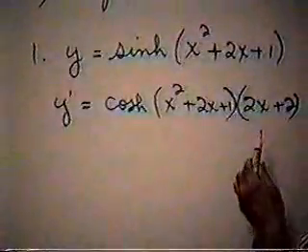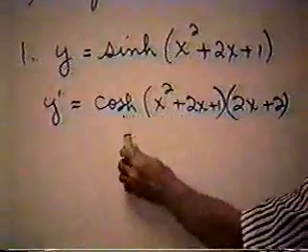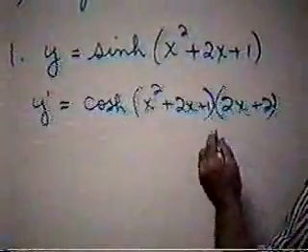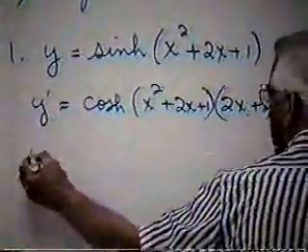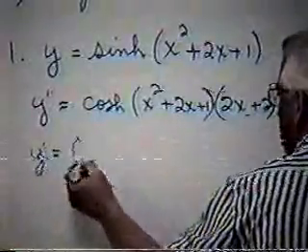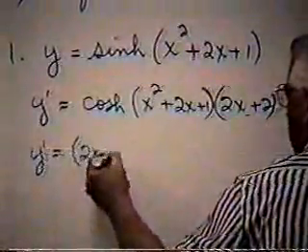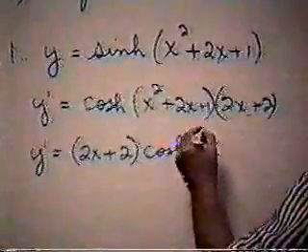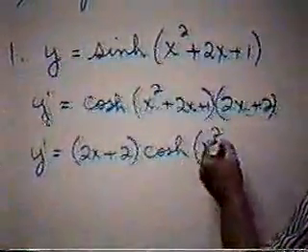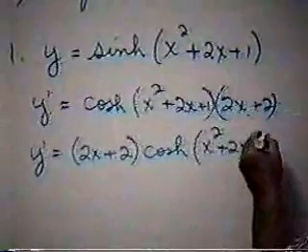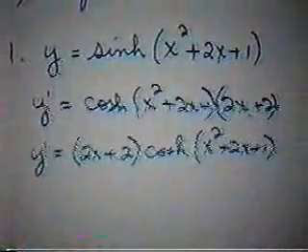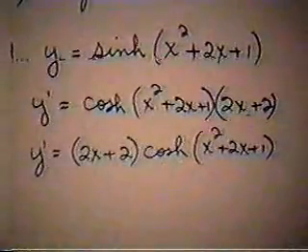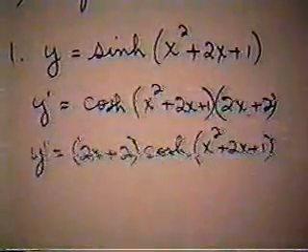Now, this doesn't look good written like this. This looks like it's the hyperbolic cosine of all this, and that's why you should take the derivative part and rewrite it in the front and write y prime is equal to 2x plus 2 times the hyperbolic cosine of the object. This is a much more clear way of writing your answer. Alright, let's look at the next one.